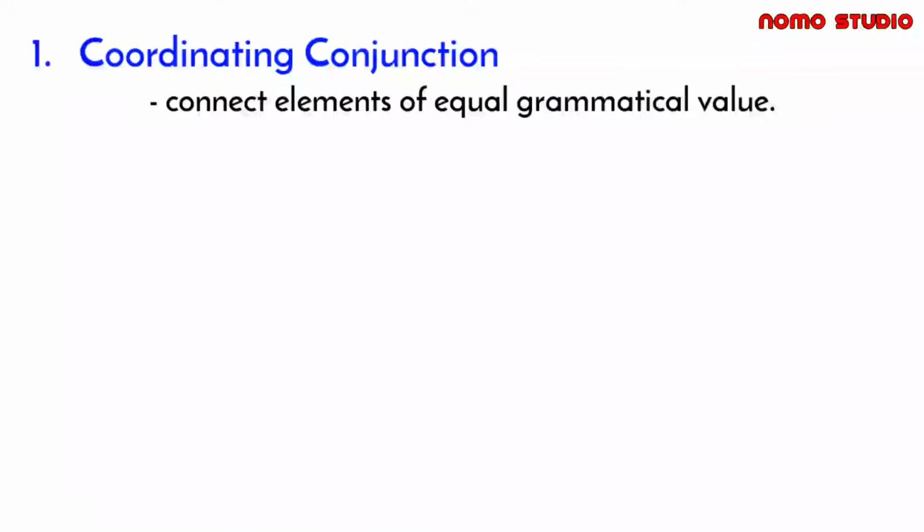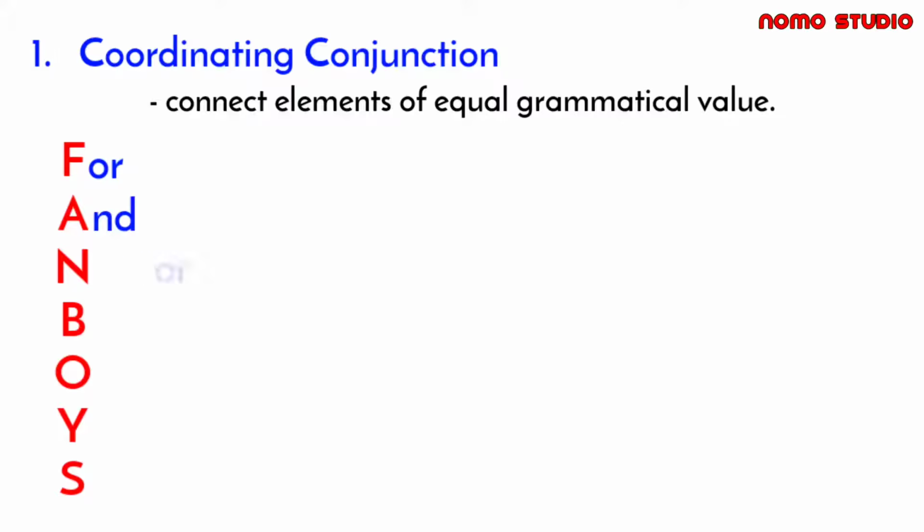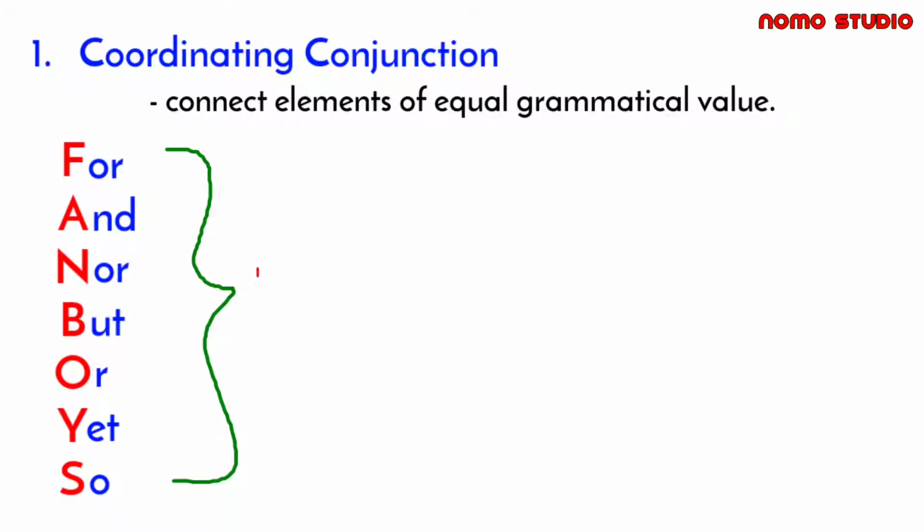Let's start with coordinating conjunction. We use coordinating conjunctions to connect elements, such as words, phrases, or clauses, which have equal grammatical value. There are 7 coordinating conjunctions in English grammar. For you to easily remember these, they are given here in a mnemonic: FANBOYS, which means for, and, nor, but, or, yet, and lastly, so. These coordinating conjunctions link equal elements.